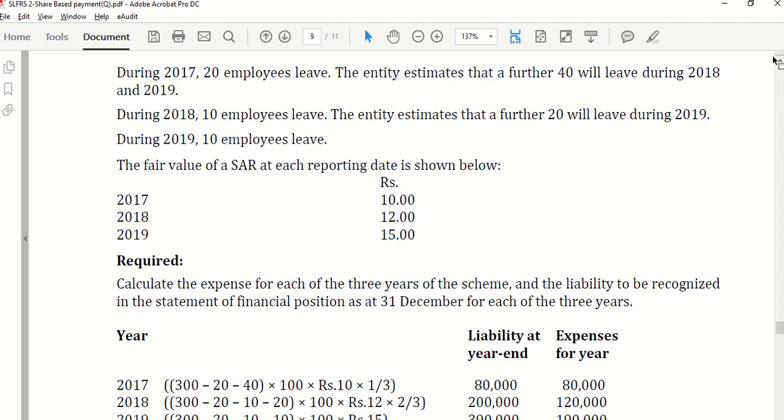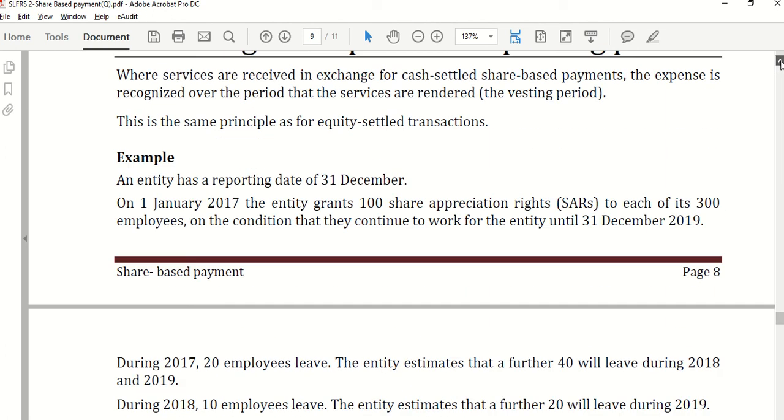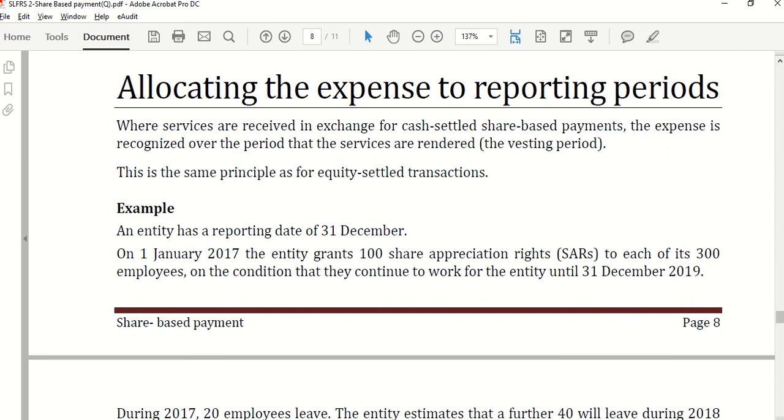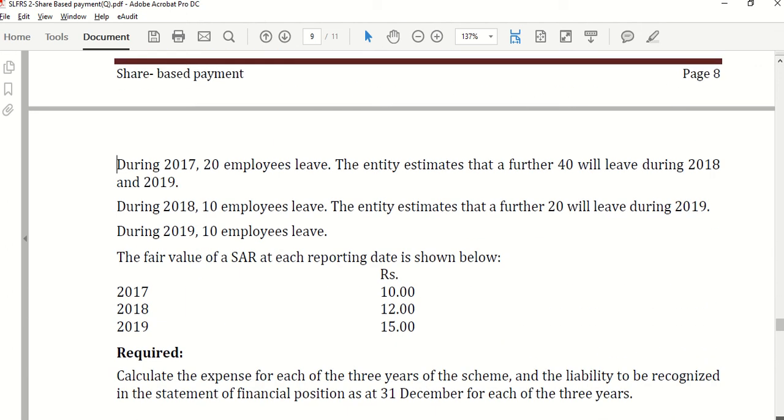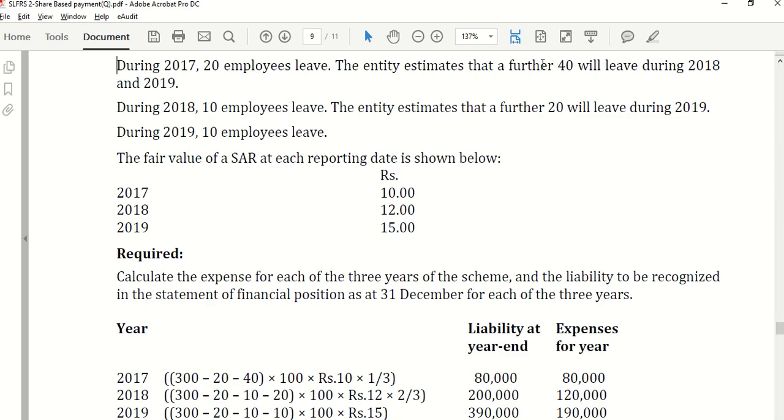Right, this is the question, okay? This is an example, the answer is anyway in your tutorial. So, what happened in the first year? We are giving 100 share options. Earlier we recognized equity here, but here we recognize a liability now because there's no equity. We're not going to give shares. In the first year, 2017, how many employees does the entity have?